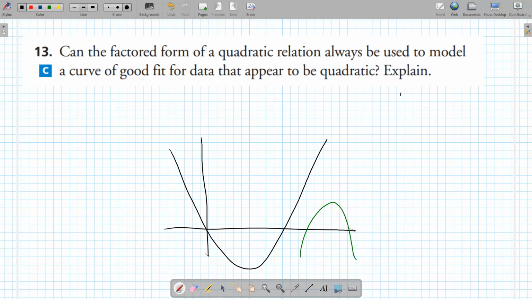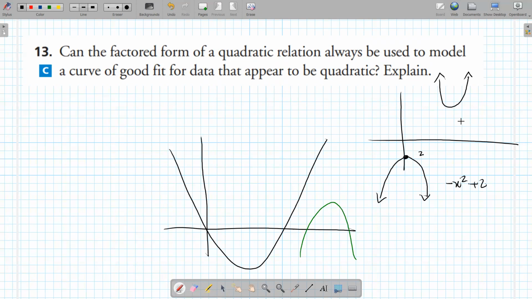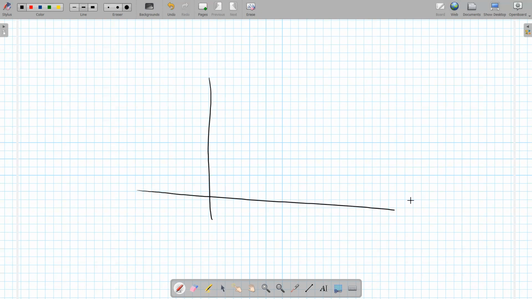No, it doesn't. Look at this. You can get something like this, which is never going to go through the x-axis. So let's say that's negative x squared plus 2. Or you can have something like this up here. You see that? That's never going to pass through the x-axis. These graphs up here, they do not have x-intercepts. That means you cannot write them in factored form, okay? So can a factored form of a quadratic always be used? No, the answer is no, because not every single quadratic has a factored form or x-intercepts. If you get a model, if you get your data points like this, right? Let's say like that.